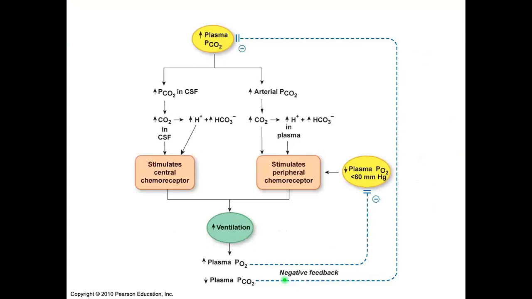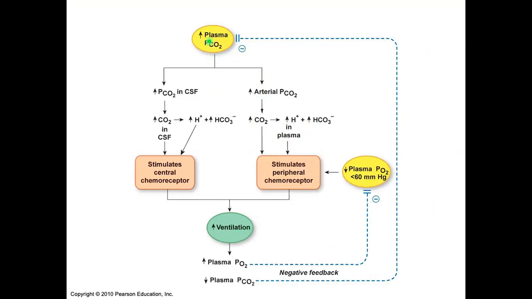Let's take a look side by side. An increase in CO2 is your stimulus. If we go in the middle, that's going to increase CO2 of your artery. Increased CO2 is going to increase protons. That's going to drop the pH and increase bicarb. That increase in protons and increase in CO2 is going to stimulate your peripheral chemoreceptors. That's going to cause you to increase ventilation.